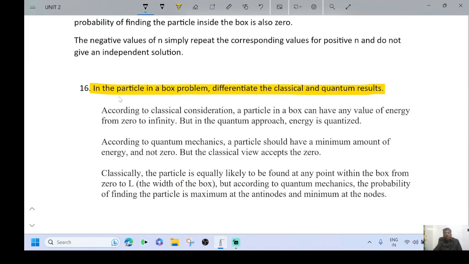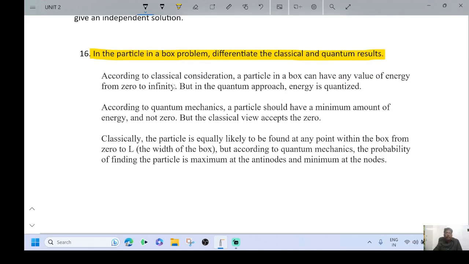See the 16th question. In the particle in a box problem, differentiate the classical and quantum results. According to classical consideration, a particle in a box can have any value of energy from 0 to infinity, but in the quantum approach, energy is quantized. According to quantum mechanics, a particle should have a minimum amount of energy and not 0, but the classical view accepts the 0 value.